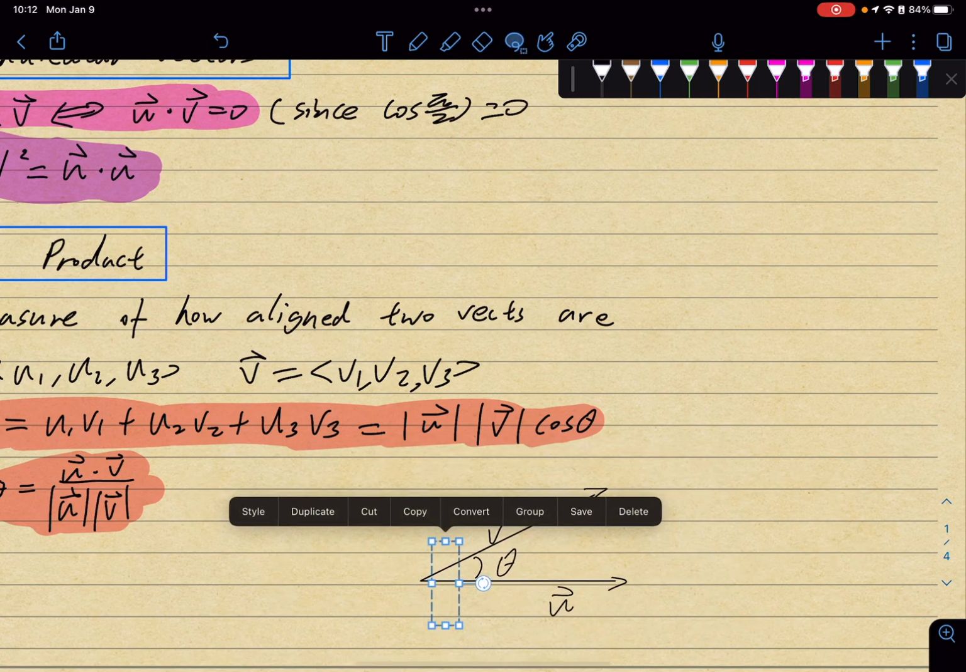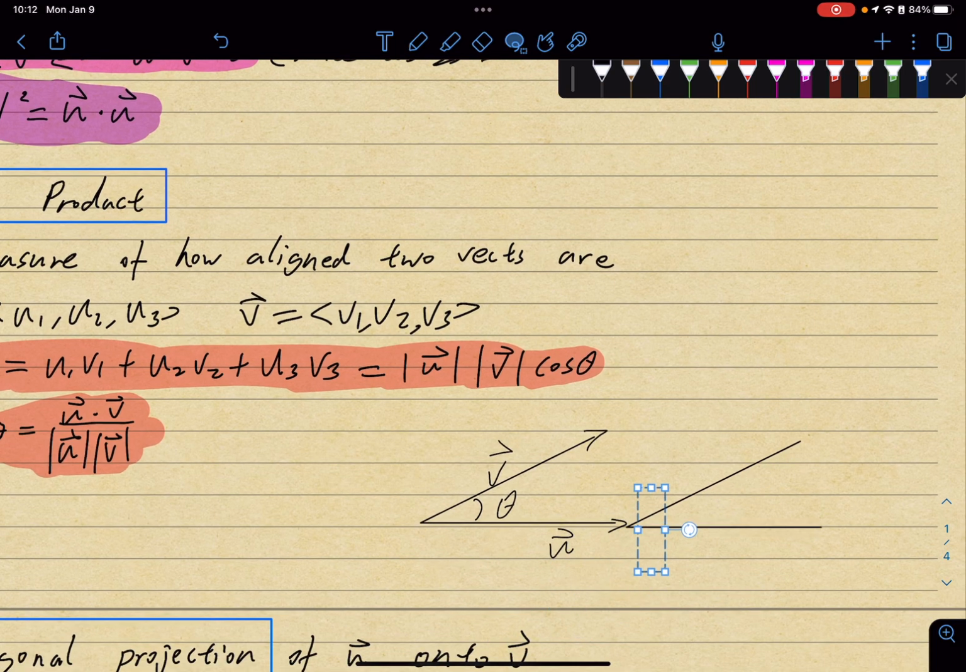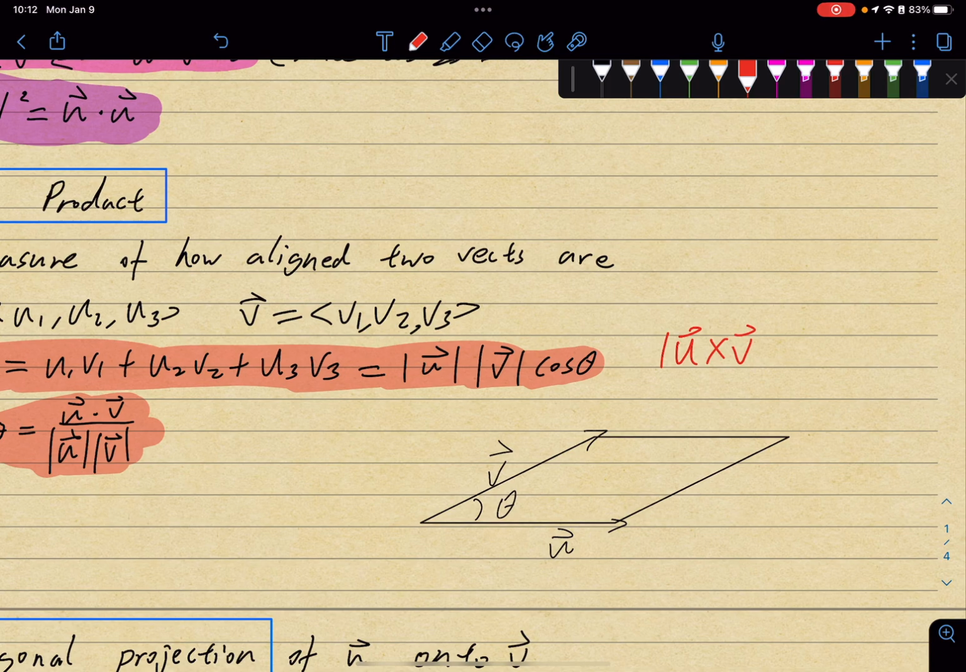If I duplicate them and align them like that, the equation u cross v, the magnitude, equals the magnitude of u times the magnitude of v times sine theta. This is going to be the area of the parallelogram.